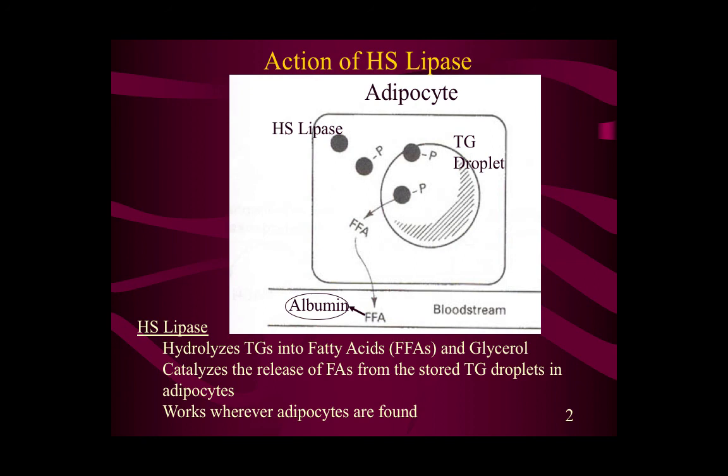It's activated by phosphorylation. That's what that P means. So when hormone-sensitive lipase is activated by phosphorylation, it moves to the surface of the triglyceride droplet. And then what does it do? Converts triglyceride to free fatty acids and glycerol.